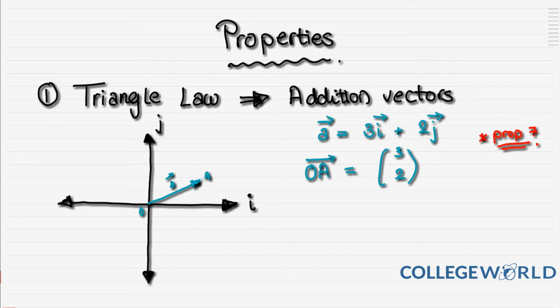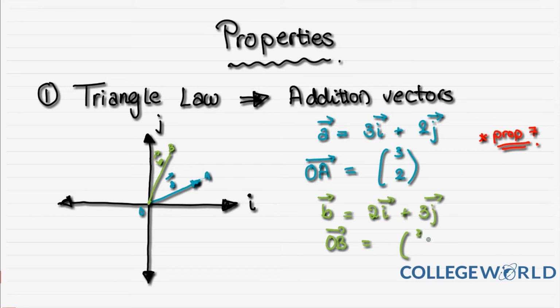Now if we have another vector here that is from O to point B, and this is vector small b, and I tell you that vector B is going to be 2i plus 3j instead, and that means vector OB is (2, 3). Now if I wanted to add these vectors, what do we do?